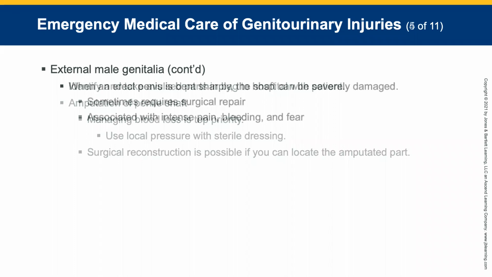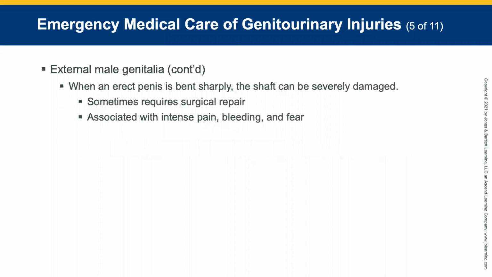Hey, it happens. If there's any connective tissue surrounding the erectile tissue that's severely damaged, the shaft can be fractured or severely angled. That does happen. They call it a broken penis. It has happened, but it is only because of the shaft, and they angle pretty bad. It does require surgical repair, and it is associated with intense pain, bleeding, and fear more than anything else.